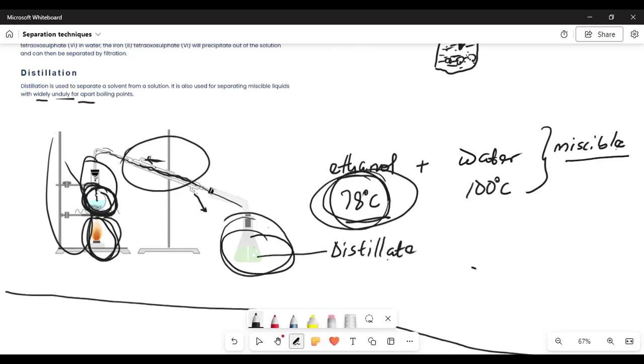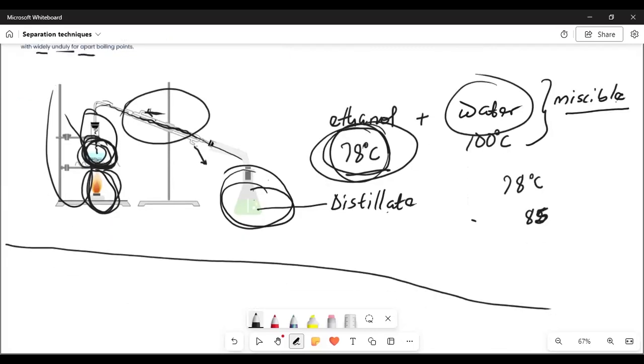Once all the ethanol boils off, then you can remove this distillate and use another container to collect the water, if you're interested in collecting the water or whatever is left behind. Now, where the boiling points are close, we can't use simple distillation. Rather, we use fractional distillation. The difference between simple distillation and fractional distillation is that fractional distillation contains a fractionating column.